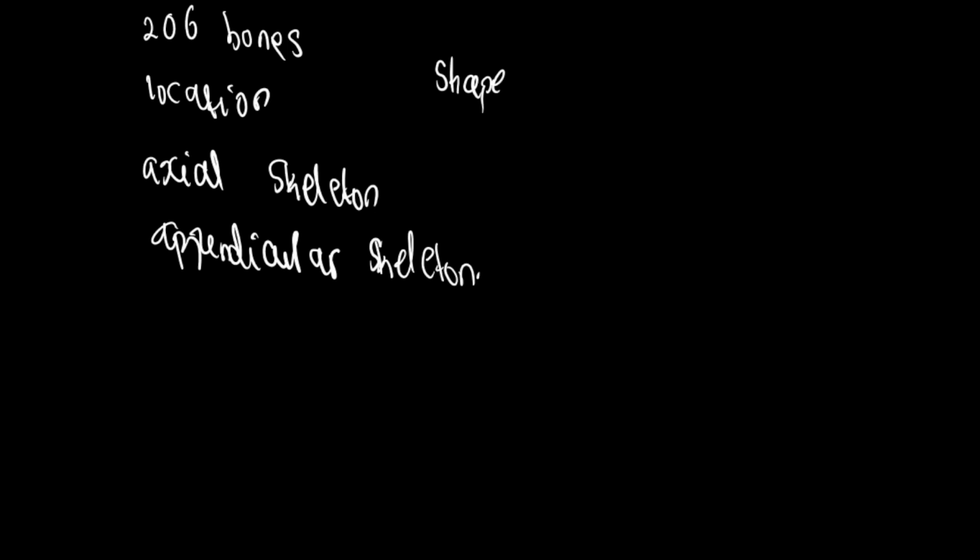And generally speaking, just taking a look at the bones of the axial skeleton, these bones provide protection. And for the skull, they provide protection for the brain.